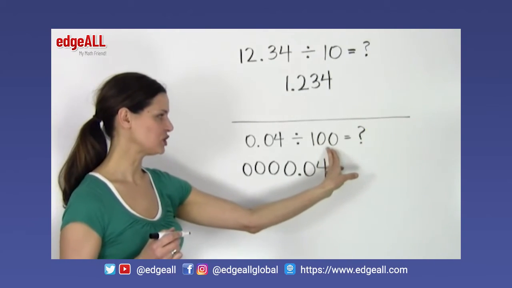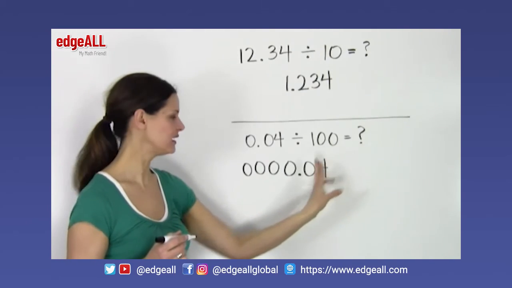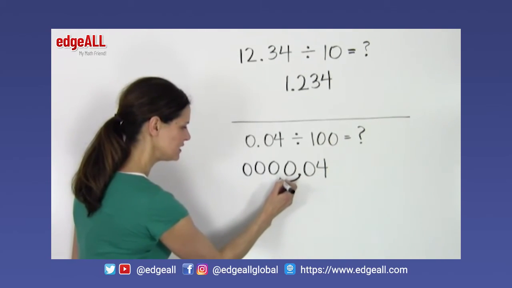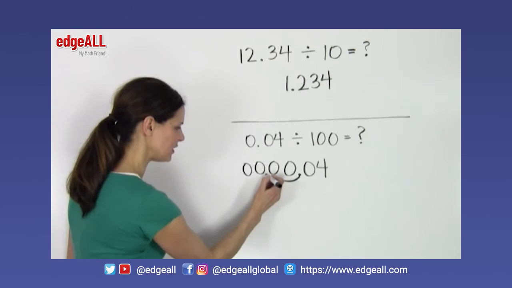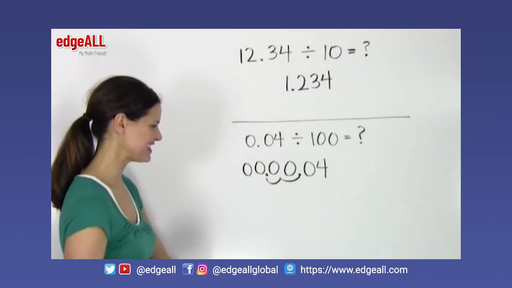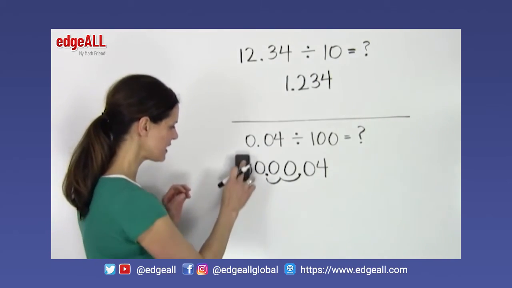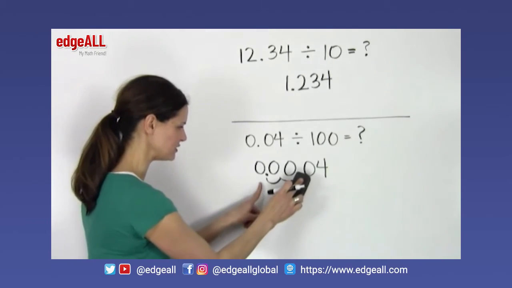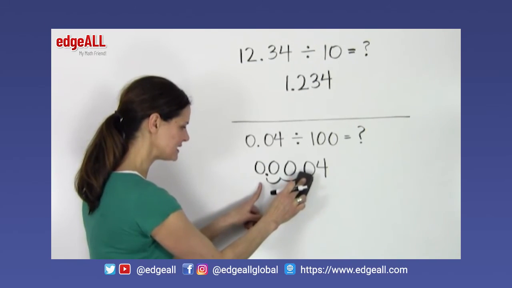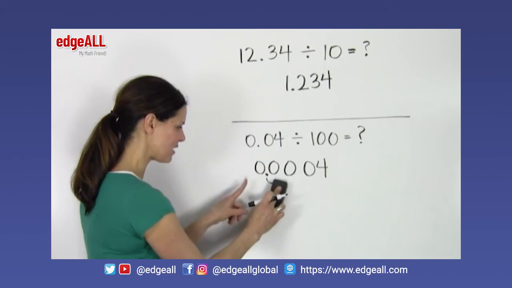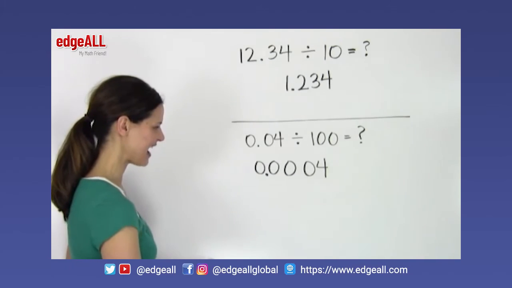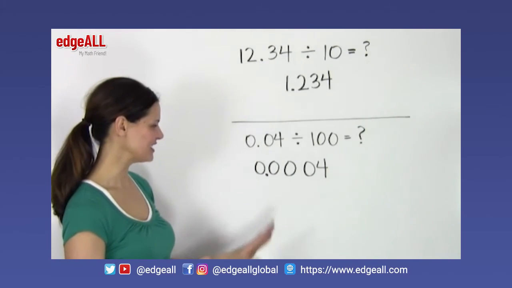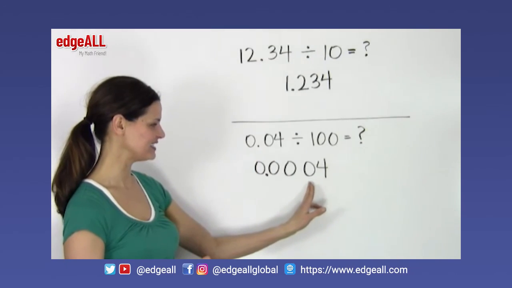So I need 2 positions to the left, movement of my decimal point. So I'm going to go 1, 2, and place my decimal right here between these 2 zeros. So I can erase this one. I don't need 2 zeros out in front of my new decimal point. And I'm going to erase the decimal from where it was and my little countings here. And I can see now that the answer to 0.04 divided by 100 is 0.0004.